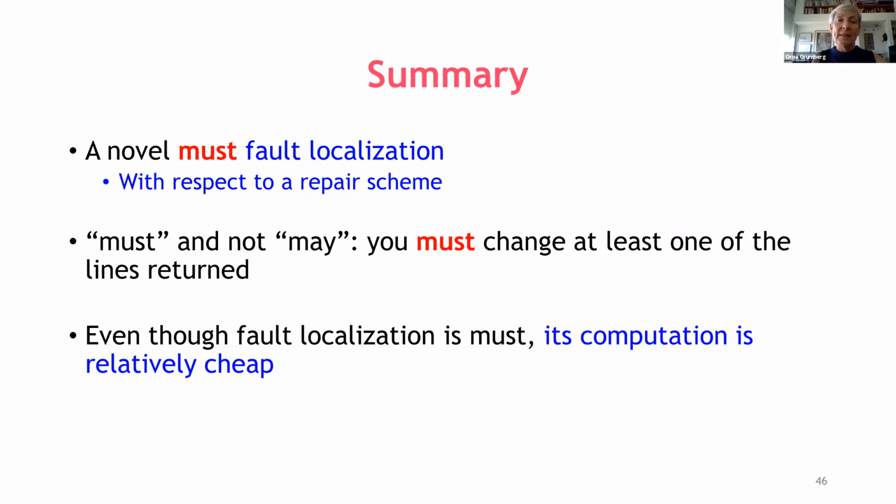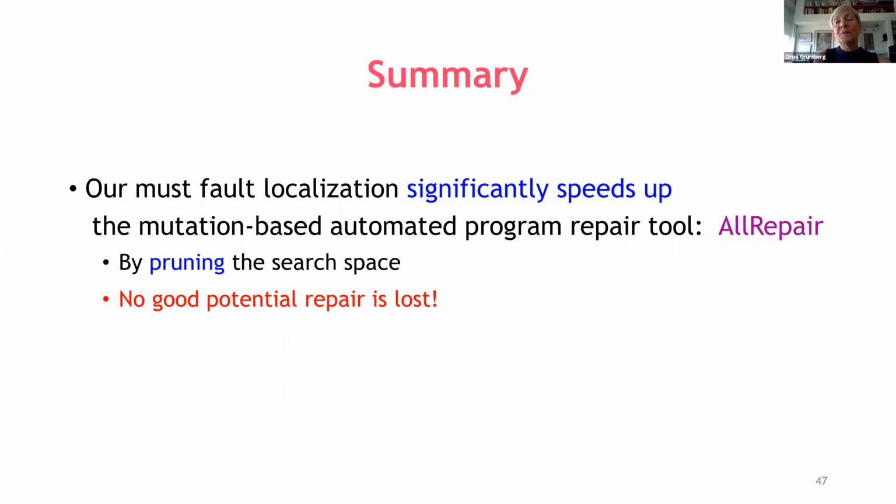So just to summarize this part, we suggested a novel must fault localization with respect to a certain repair scheme. It is must and not may, and therefore you must change at least one of the lines in order to repair the bug. And even though the fault localization is must, its computation is relatively cheap. And we obtained a significant speedup without losing any good potential repair.